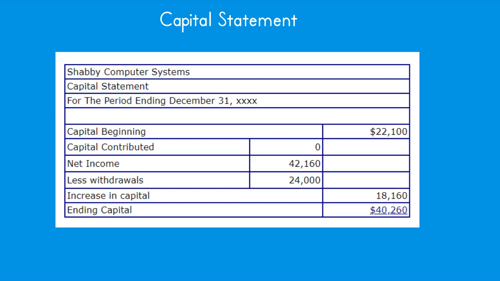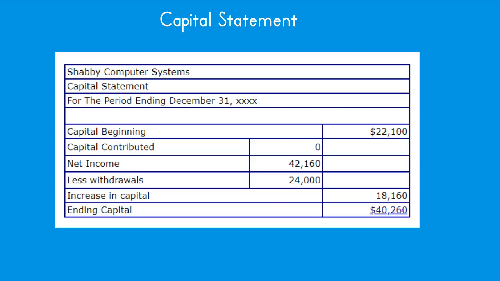The major sections of the capital statement are the heading, the beginning capital, capital contributed, net income or loss, withdrawals, the calculation of the increase or decrease to capital, and the resulting ending capital balance. The heading should contain the name of the company, the title of the statement, and the period covered by the statement.